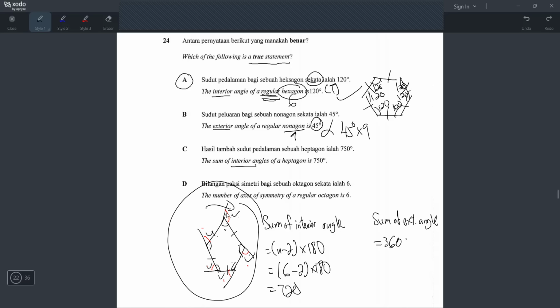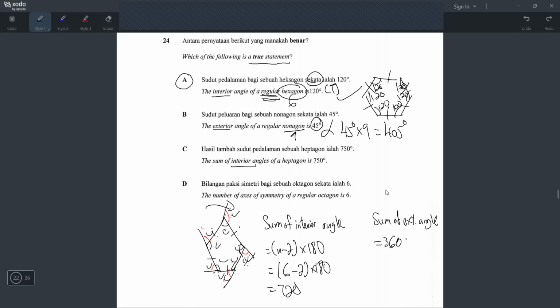Look at this diagram. This is a pentagon. How many sides does the pentagon have? 5 sides. How many interior angles? 5. How many exterior angles? 5 also. It means the number of exterior angles depends on the number of sides. So if it's a nonagon, there will be 9. So 45 times 9, do you get 360? No, you get 405. That is why B is false, because the sum of exterior angles will always be 360, right?